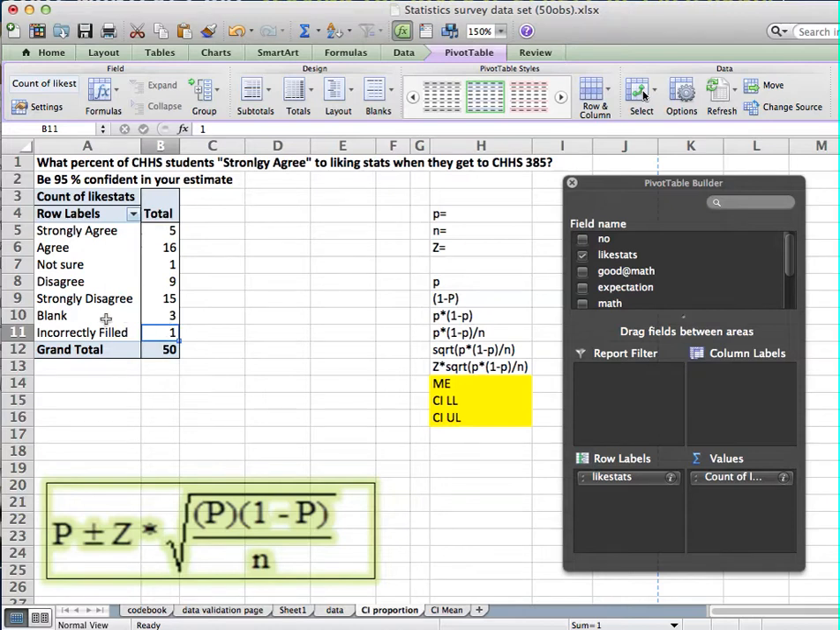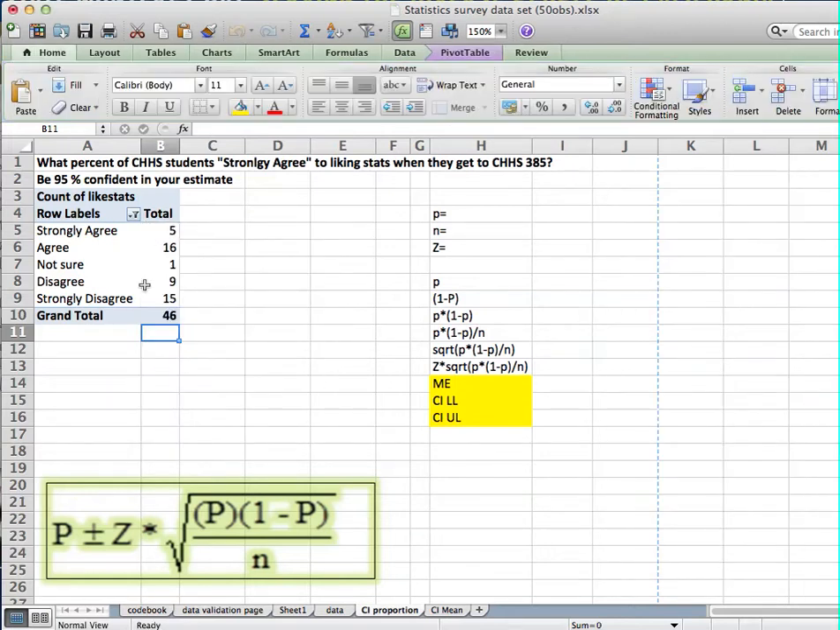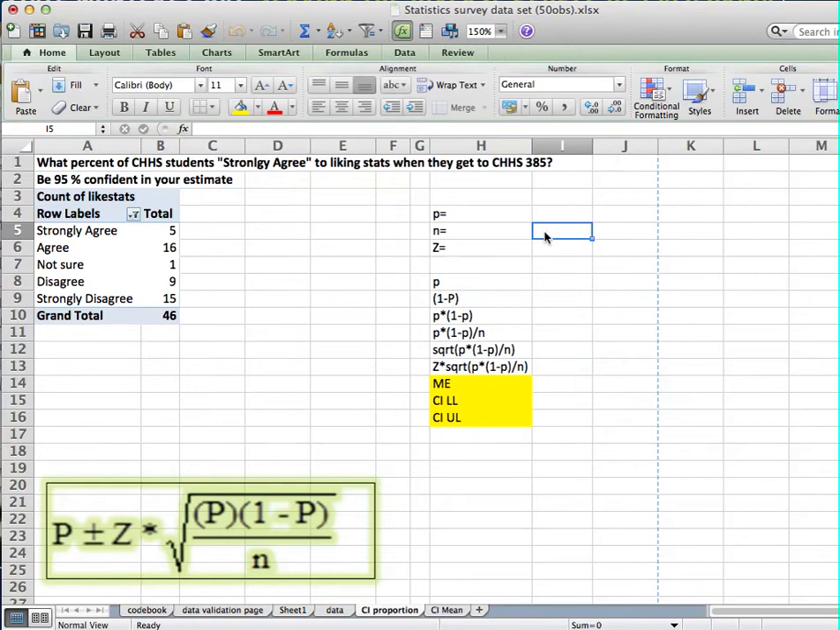So we're going to filter this out. I'm going to click here. I'm going to take out the blank and incorrectly filled responses. We're not going to include those in our analysis because we don't know what they really think. That leaves me with 46 observations, right? 46 observations. That is my sample size for this question. So I'm going to put here n is 46.